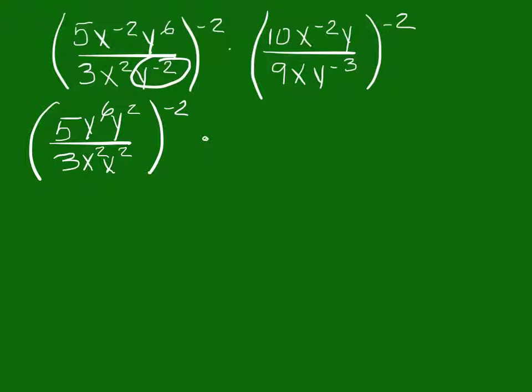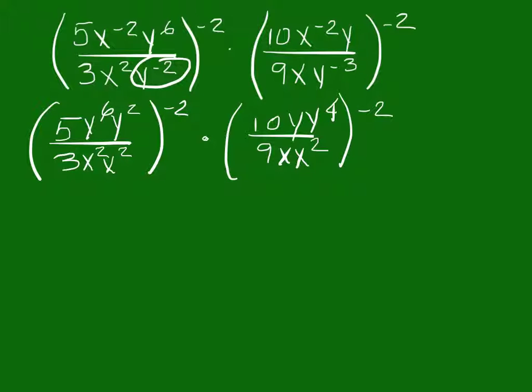And then on the right side, 10 and 9 will stay where they're at. X stays on the bottom, but there's an x squared that goes with it. Y stays on the top, and there is a y to the fourth that goes with it.